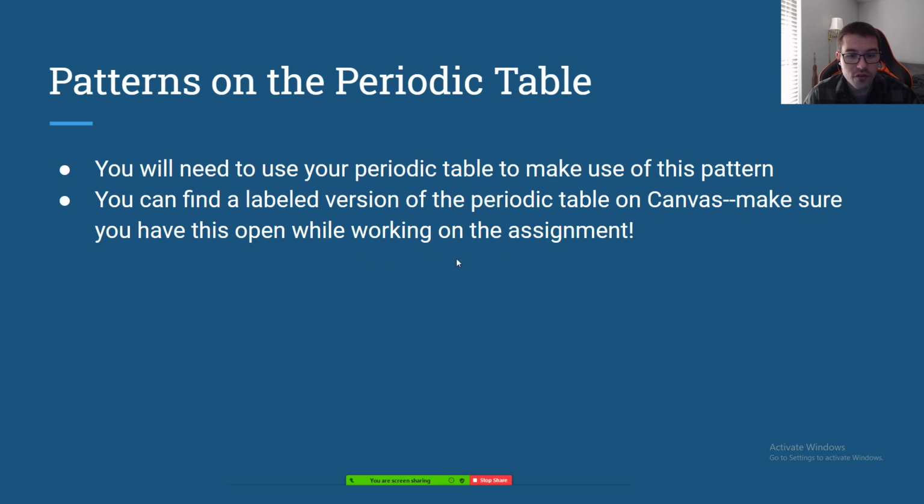All right, and you can find that labeled version of the periodic table in Canvas. Make sure that you have this open while working on the assignment. It's going to be hard for you to answer the questions if you do not have that periodic table open so that you can use it as one of your resources. Okay? We'll do a question or two from the Canvas quiz together, but after this video, you'll be able to get started. Okay? Thanks for watching.